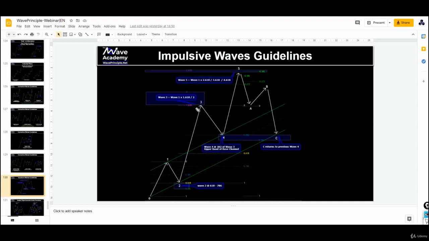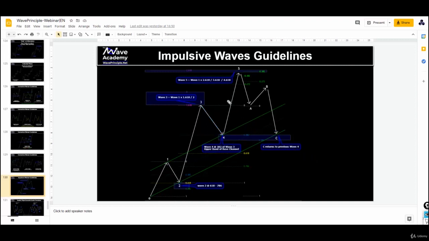Then the target for wave 3 usually is the 1.618 or 2 from the distance of 1. That means it's double the size, or a little less, 1.618. This is not exact. It could be a little lower, it could be a little higher, but just to give you an idea of how long the wave 3 should be. The main idea here is that we break above this parallel channel, and it's going to return to bounce on the top of it, and this is our wave 4. That usually returns to the 0.382 from wave 3.